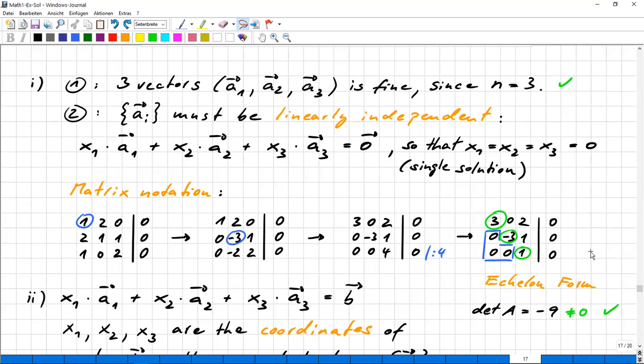You see, 1 times x3 equals 0 suddenly means that x3 must be 0. So if I fill this in here, I have minus 3 times x2 must be 0, so also x2 must be 0. And also here, I'm filling in that x3 equals 0, I get 3 times x1 equals 0, so they must all be 0. Okay, so that's all we had to show, that there is a unique solution, which is the trivial solution, and that's it. Hopefully you got it.